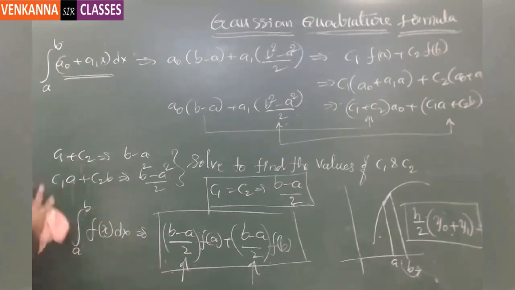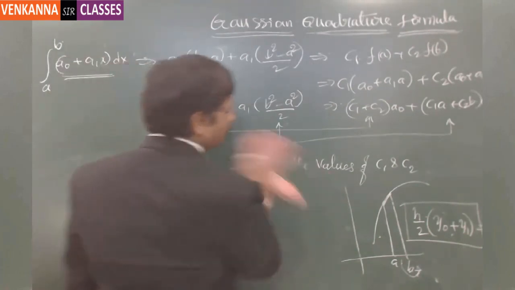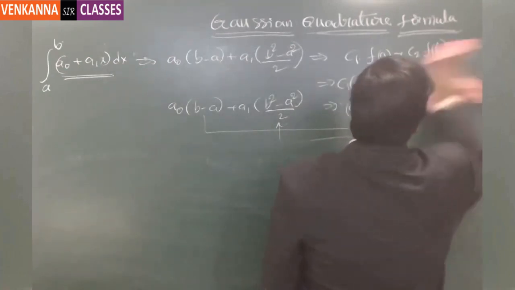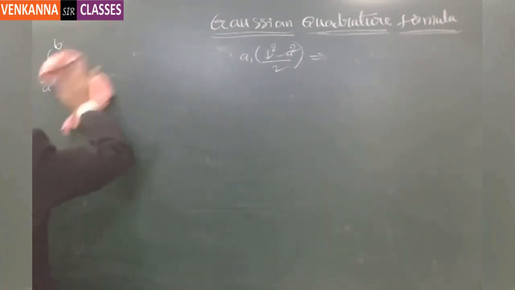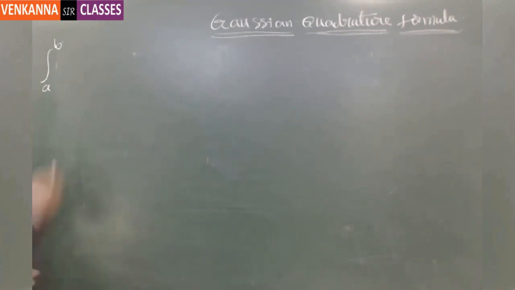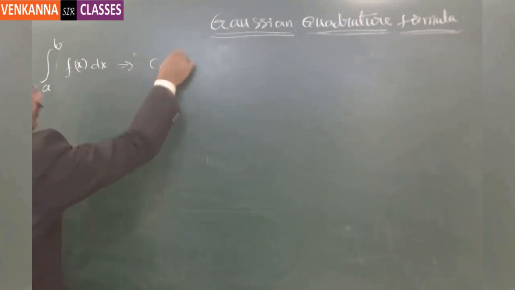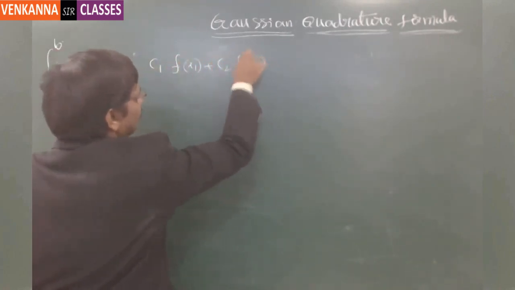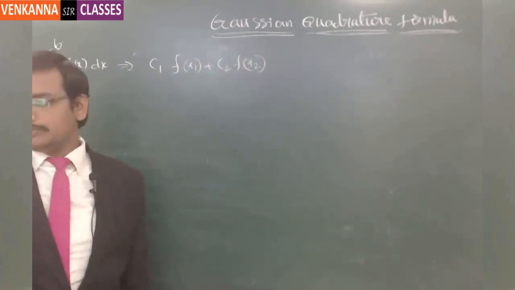Even for the 2-point Gaussian quadrature, just for the discussion purpose, I will do it. What we will do is try to approximate the function as a third order polynomial in the case of 2-point Gaussian quadrature. So the integral from a to b of f(x) dx is approximated as c1 f(x1) plus c2 f(x2). Here x1, x2 and c1, c2, all 4 values are unknown.